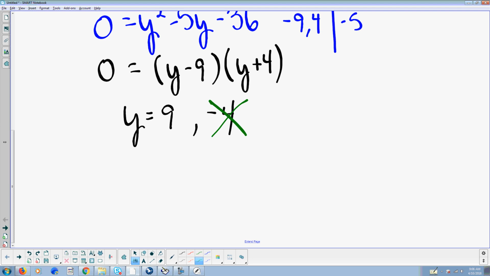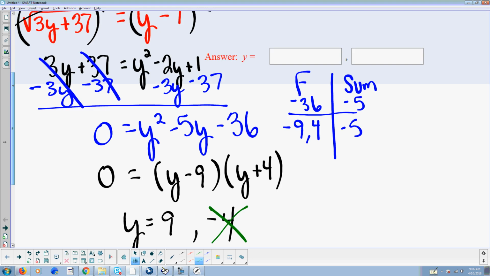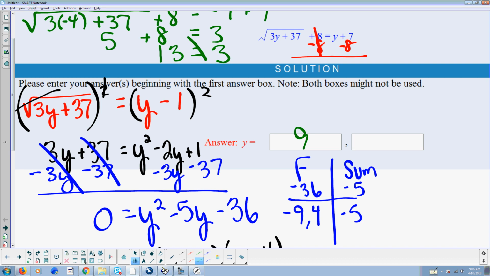So on this particular question, you would only use one box and leave the second box blank. Okay? That's not going to happen every time. It is possible that they both work. Okay. Next question.